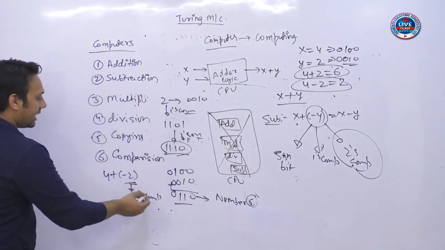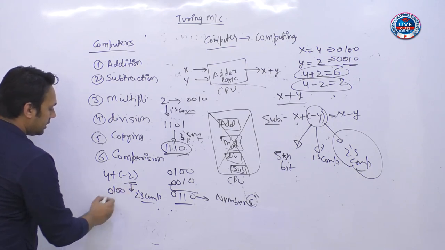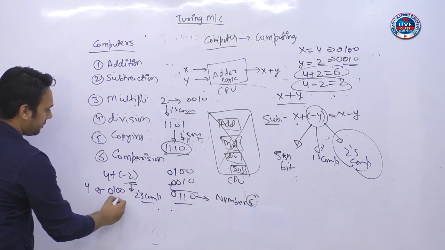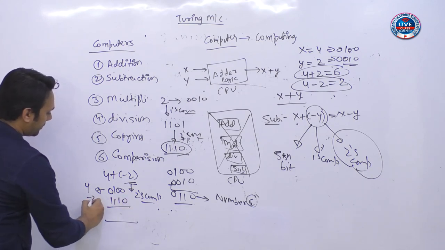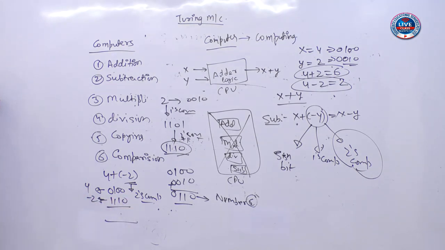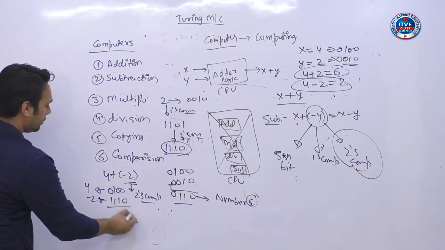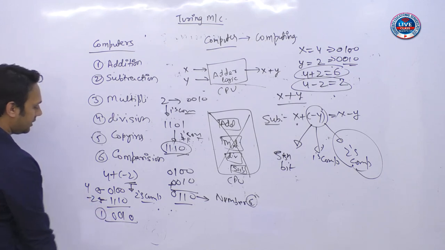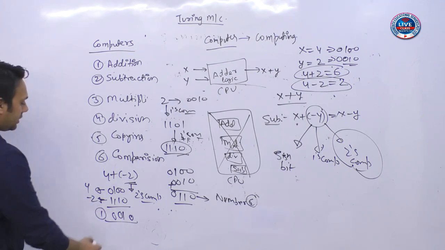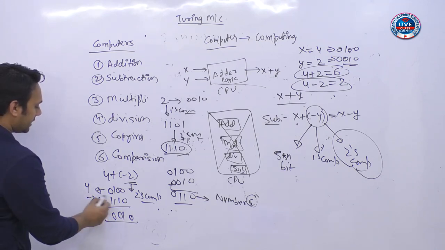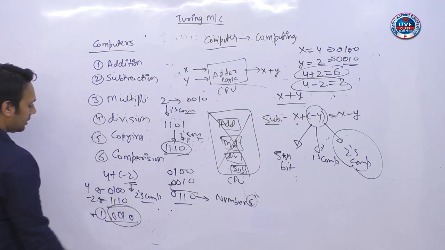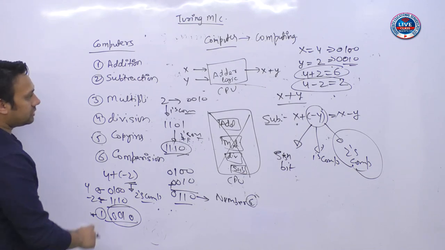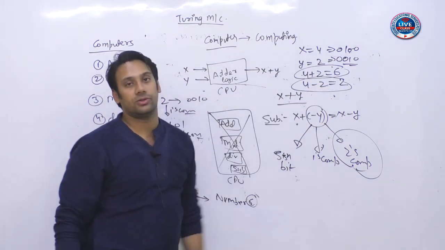So that means if I add 0100, this is representing your number 4, and if I add 1110, this is representing your number minus 2. So add both of these numbers, your result will be 0100, and again you have a carry 1. If you leave this carry, what is this number? This number is representing the number 2. So the result of this subtraction is 2.